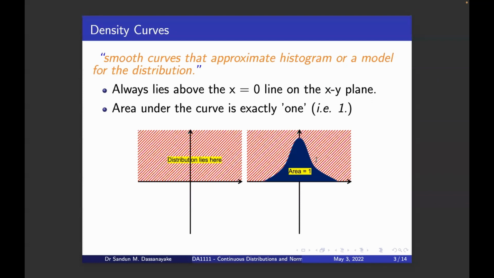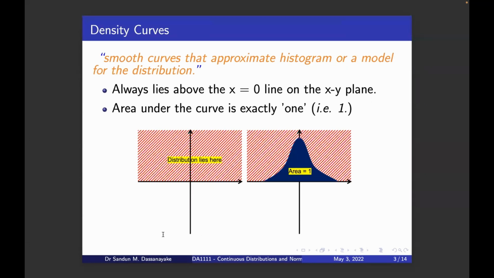Because as I told you, continuous variables don't have an exact value. So all the time, a continuous variable will be in an interval. Given an interval, there is an area under the curve that defines the probability of occurrence, or the relative frequency, of observing that particular range. So by that definition, the density curve is a smooth curve that approximates the histogram, or a model for the distribution, and it always lies on the positive y-axis.